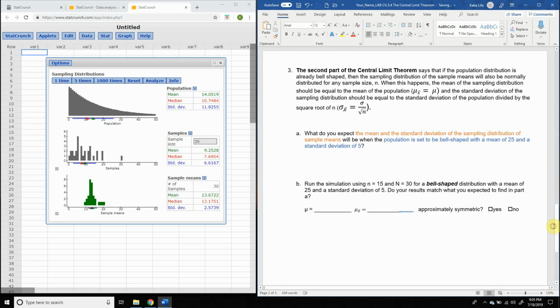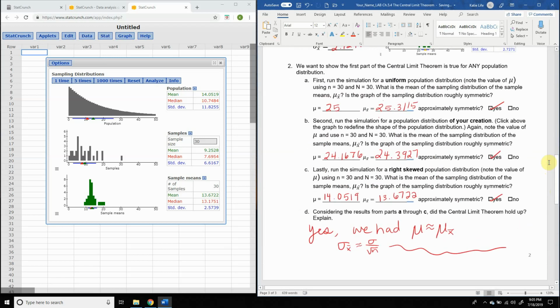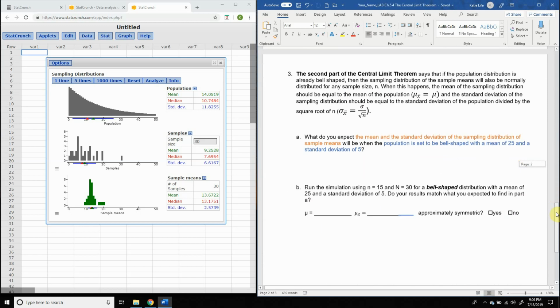In number 3, we're exploring the second part of the central limit theorem, which says that if we already know that the population is bell-shaped, remember in this last one that we just did, in number 2, we were changing the shape of the distribution every time. In part A, it was uniform. In part B, we kind of made up a shape. In part C, it was skewed. So part 1 was for all different types of populations. It was giving us basically a threshold on the number of people that had to be in our sample to make sure the sampling distribution was approximately normal.